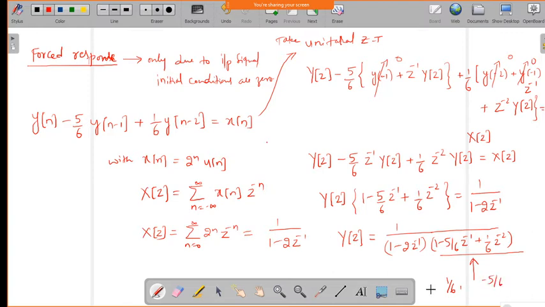So what are the roots? 1 by 3 and 1 by 2. If you take 1 by 3 and 1 by 2, the product is 1 by 6, and if you add these two, both with negative sign, you get minus 5 by 6. So take these roots, minus 1 by 3 and minus 1 by 2, and try to get y of z.